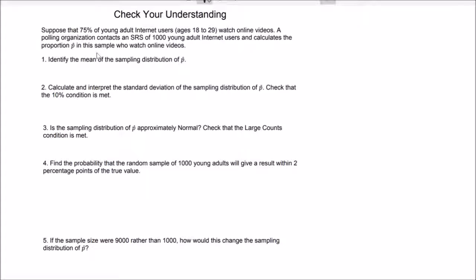All right, we're supposing that 3 out of 4 young adult internet users watch online videos. We have a polling organization that's going to contact an SRS. Guys, you figure out what that means? That's simple random sample of 1,000 young adult internet users, and they find the proportion p hat in the sample who watch online videos.